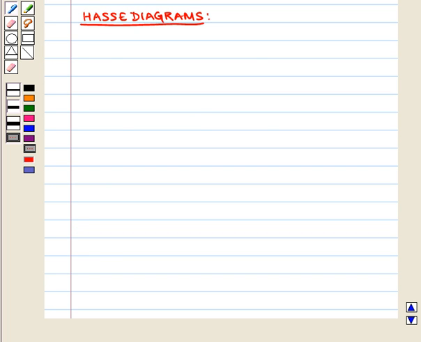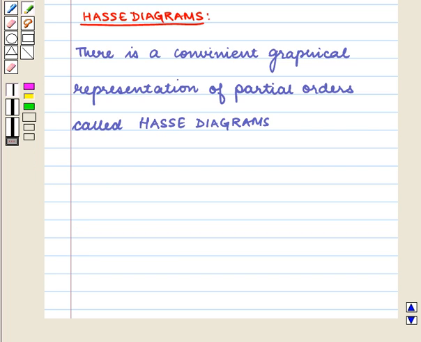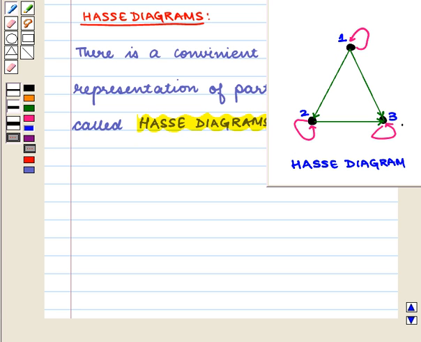Let us now discuss Hasse diagrams. There is a convenient graphical representation of partial orders called Hasse diagrams. Consider the digraph representation of a partial order. Since we are dealing with a partial order, we implicitly know that the relation must be reflexive and transitive. Thus, we can simplify the graph using the following.